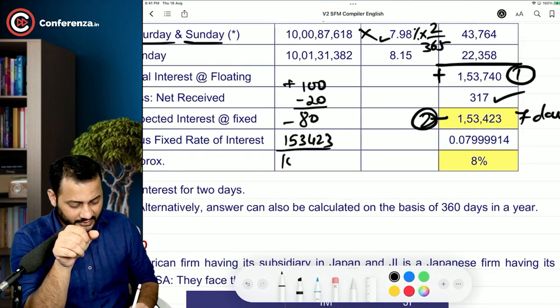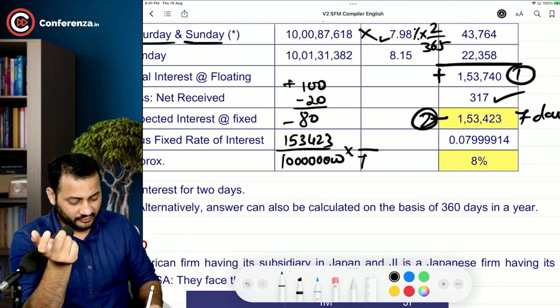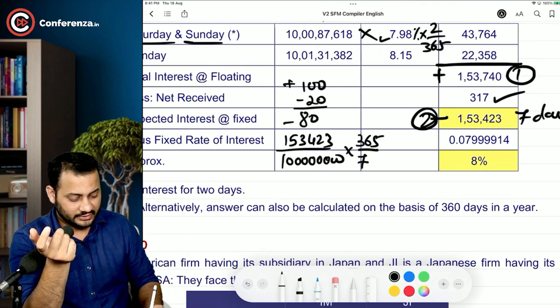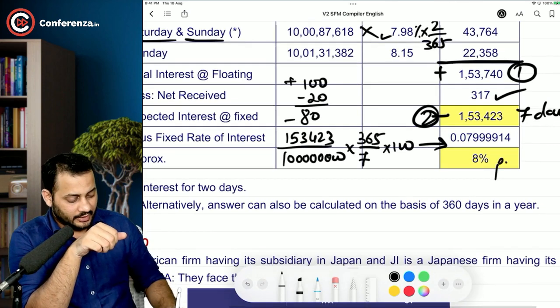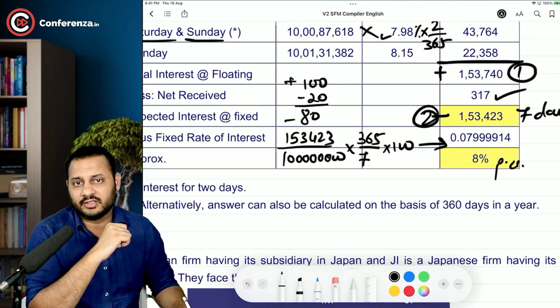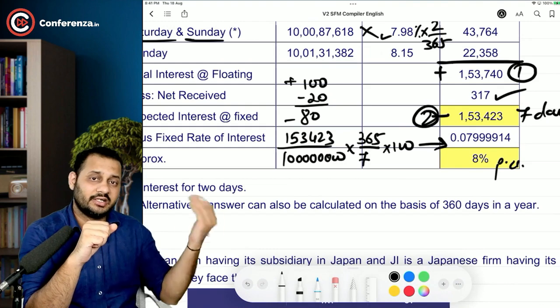153,423 divided by 10 crore, multiplied by, understand, this is the 7 days interest. So divided by 7, multiplied by 365, into 100 will give you this rate, 8%. So 8% per annum is the fixed rate of interest that was not given in the question. This is kind of a reverse calculation where the settlement is given to you.